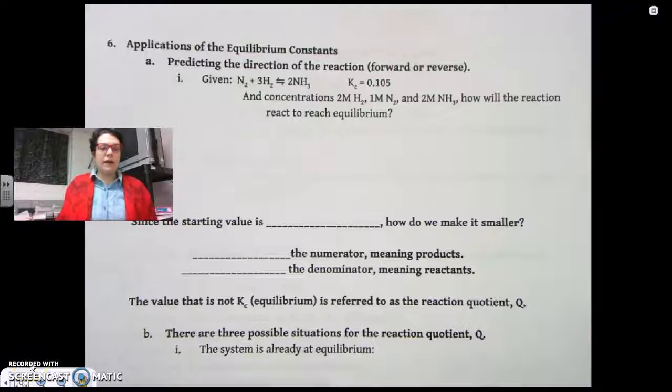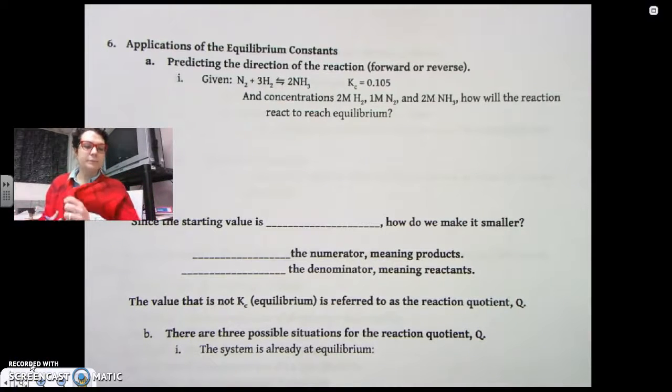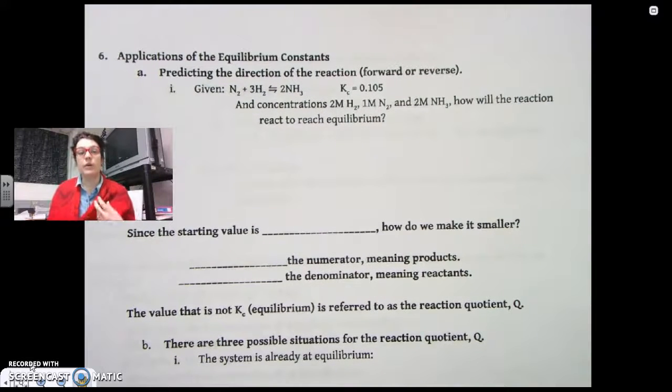Okay, now that we know how to calculate the concentrations at equilibrium and Kc at equilibrium, we can now apply different applications of the equilibrium constant with our now known knowledge. So we can predict whether the direction of the reaction is going to go forward or reverse. So let's look at an example of this.